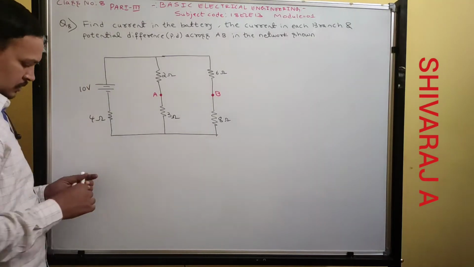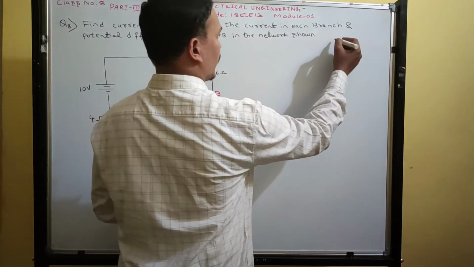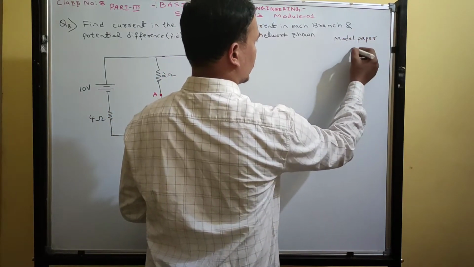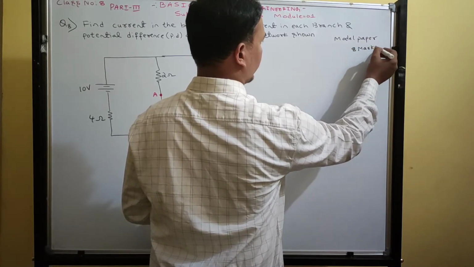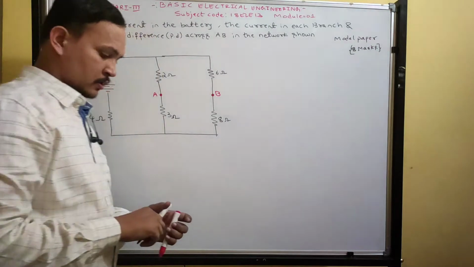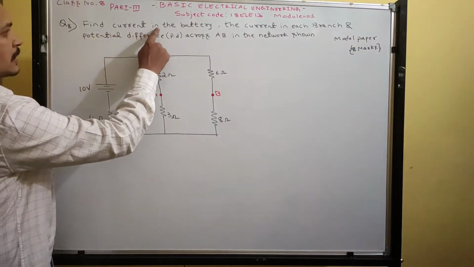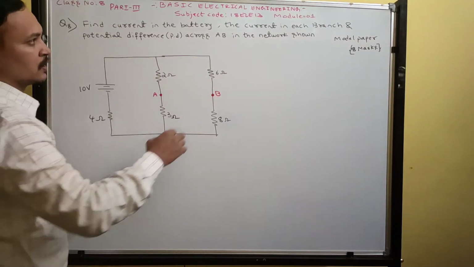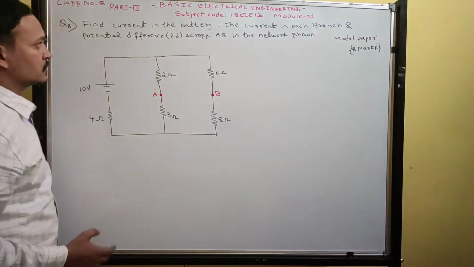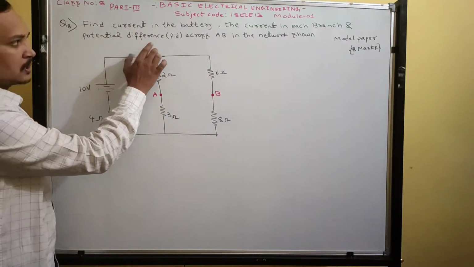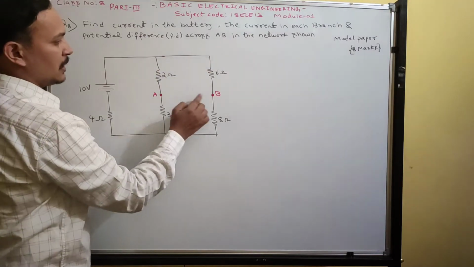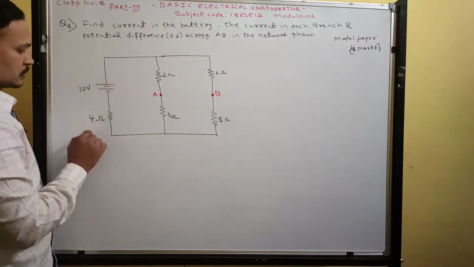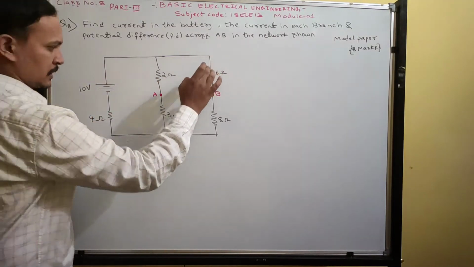We can see this question. This question was asked in the model paper for 8 marks. What is the question they asked? Find current in the battery, or find current supplied by battery, the current in each branch and the potential difference (PD) across A, B in the network shown. They have given 10 volts, 4 ohms, 2 ohms and 3 ohms, 6 and 8.